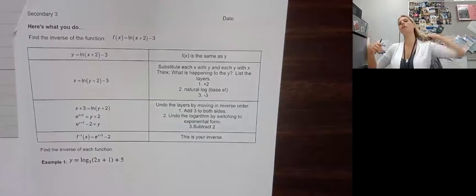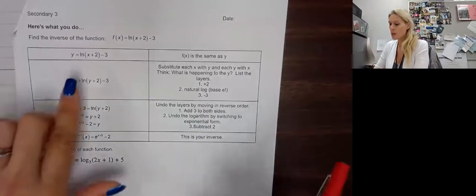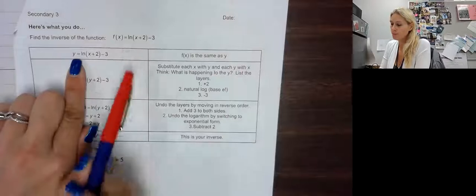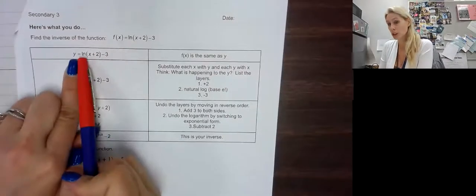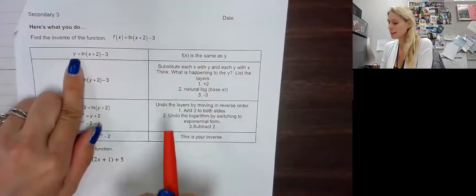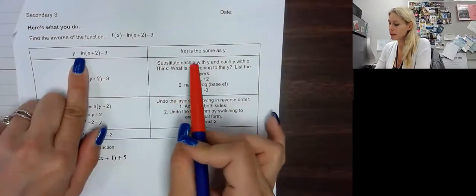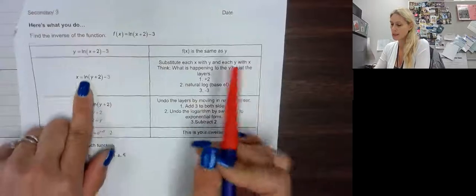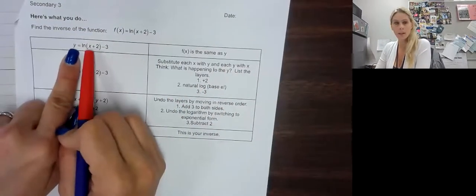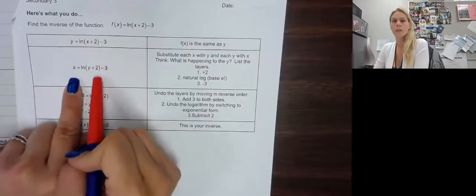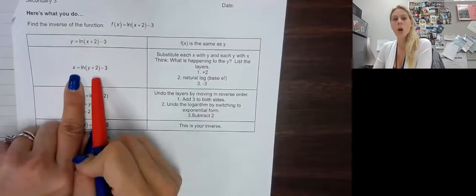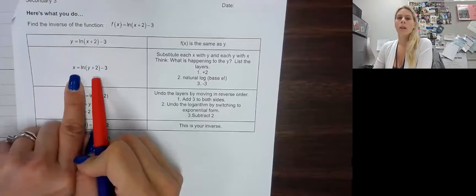So here's an example with some directions. We have our function. Now, if it's in f of x, make sure to change it to y because we're going to switch those y's and x's, right? So our next step here is to substitute each x with y and each y with x. As you can see in the original, I have y equals ln of x plus 2 minus 3. Now here, when I switch, we're going to have x equals ln of y plus 2 minus 3.